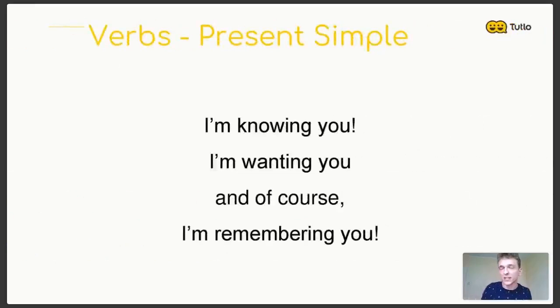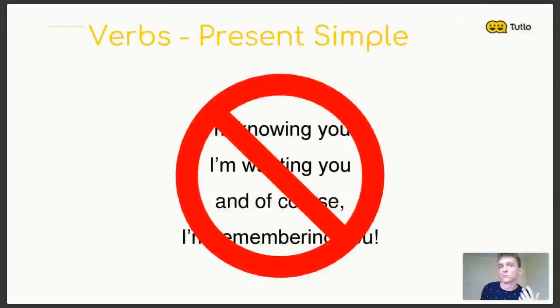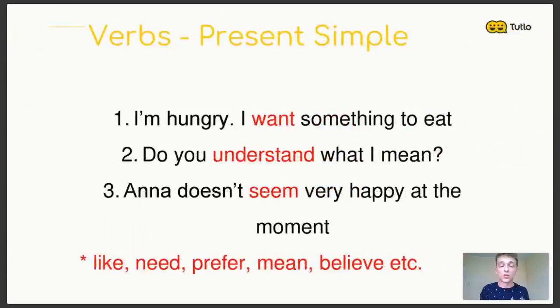But I need to explain something more, because as you can see on the slide, "I'm knowing you, I'm wanting you, and of course I'm remembering you." It sounds really weird, because there are verbs that are not used with present continuous. Exactly, the list of these verbs is very long. For example, we cannot use know with present continuous, want with present continuous, and of course remember. We do not use this kind of verbs with present continuous. So here you've got examples.